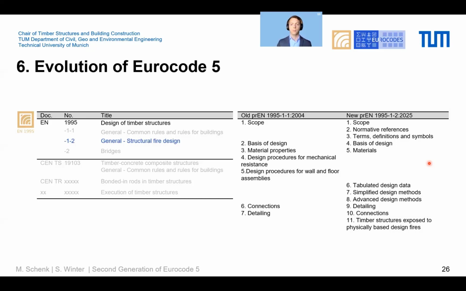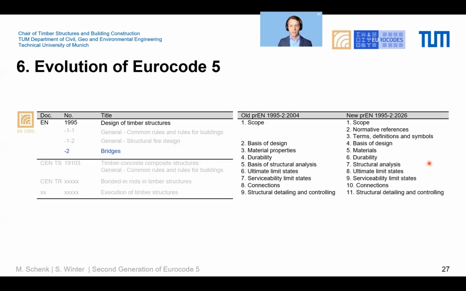The design models for the verification of the separating function of floor and wall assemblies and for the verification of the failure time, falling off time of the fire protection system will be revised profoundly and are aimed to be extended, that's important, to 90 minutes fire resistance. Design rules for charring, timber frame assemblies, connections and fire, detailing and timber structures exposed to physically based design fires, so naturally fire curves, are updated to the current state of the art.